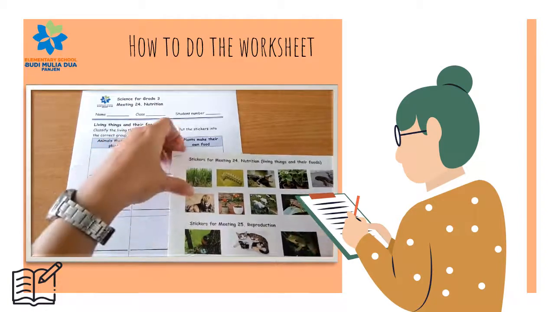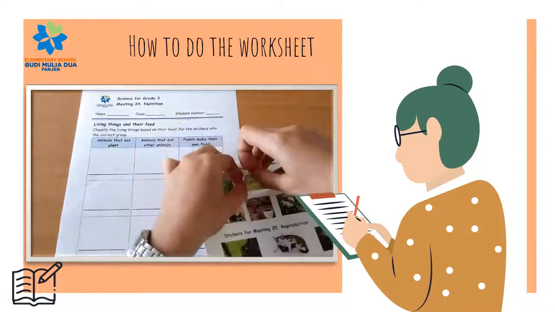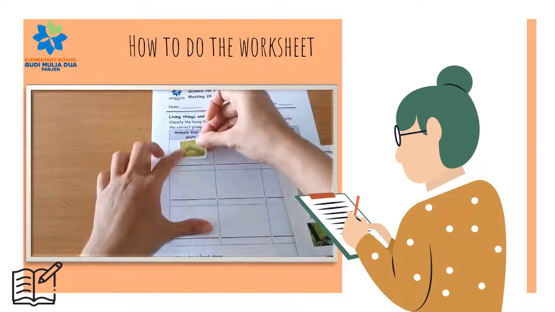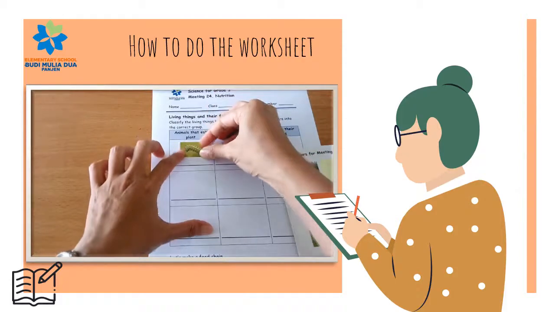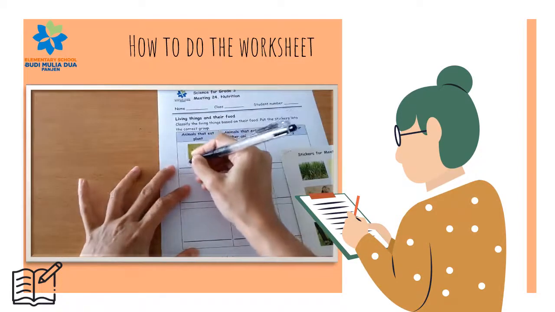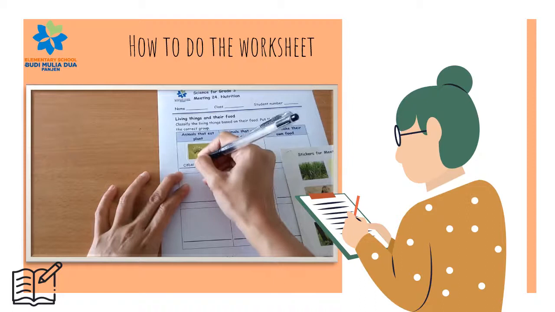Animals that eat plants. The first example is caterpillar. Don't forget to write down the name of the animal or the plants. Caterpillar.